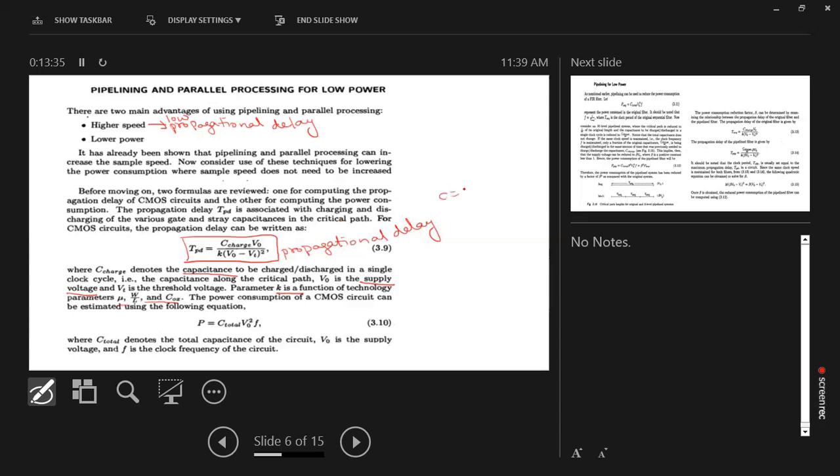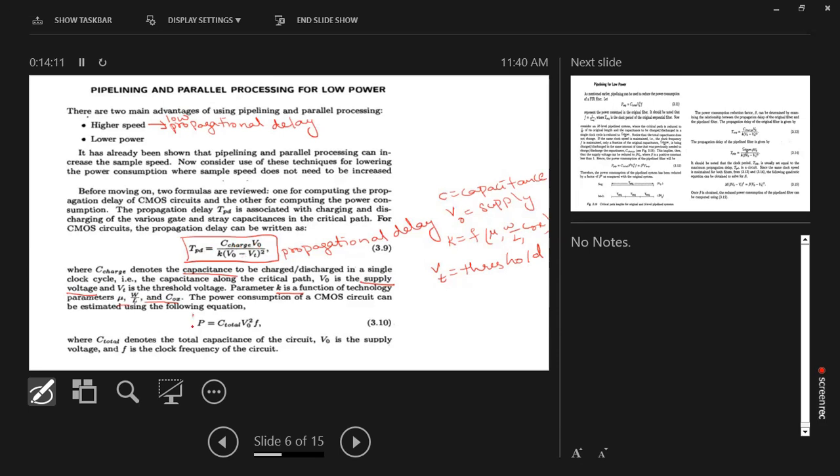In this, C means capacitance, whatever internal capacitances are present. V naught is the supply voltage and K is a function of permittivity, W by L ratio, oxide capacitance, all small values. K is a constant and Vt is the threshold voltage. The parameters present are supply voltage, threshold voltage, constant parameter K, and capacitance C. This is propagation delay.